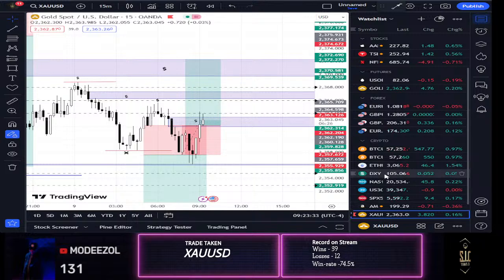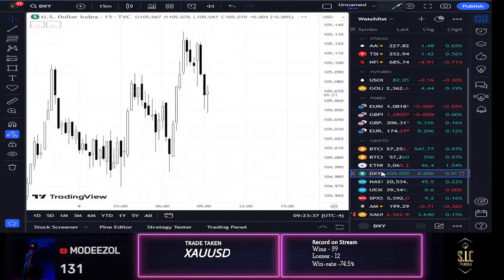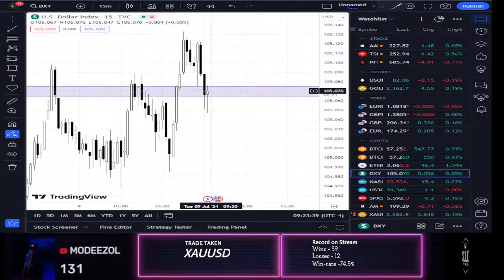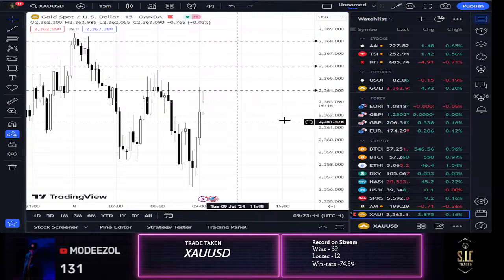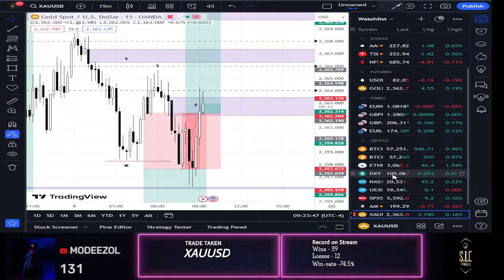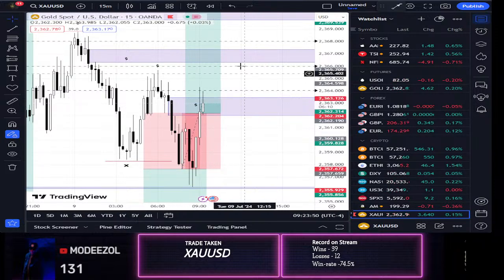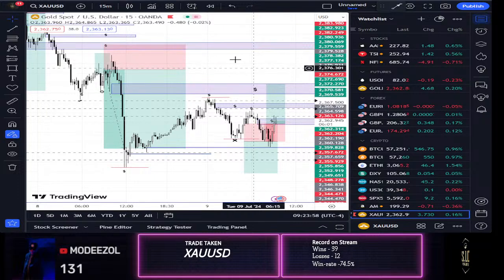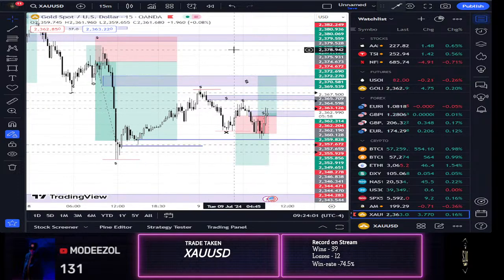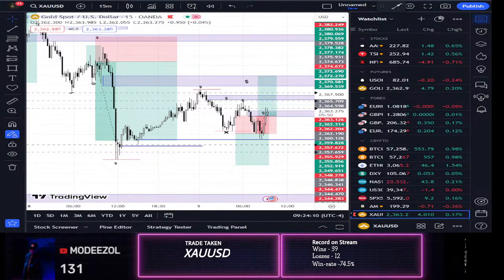Just keep your eyes on DXY's price here. You just need to keep an eye on her price. If her price is starting to fall more, then gold will push more, right? That's all I'm looking for, really. But overall, I'm still bearish. I'm going to take this. I can't protect it just yet because I need more confirmation of the push up. I need more candles.